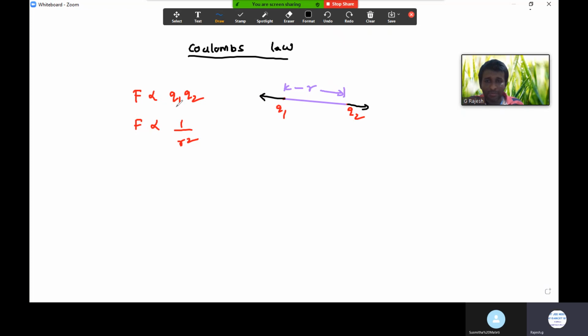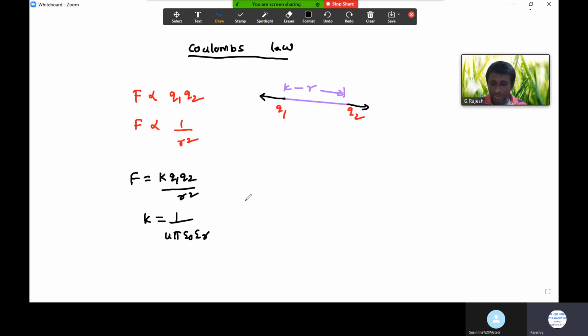That is, force is directly proportional to the product of charges and inversely proportional to the square of the distance between them. So F equals some constant K Q1 Q2 by R square. So what is the value of K? K is nothing but 1 by 4 pi epsilon naught epsilon r.